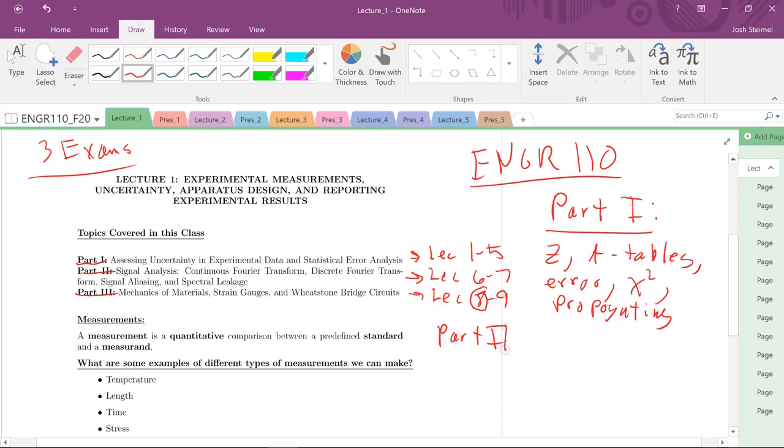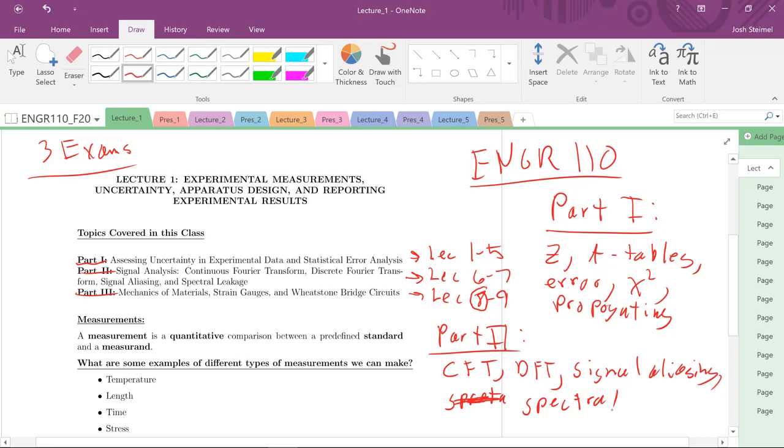You hopefully have seen or maybe have come across Fourier analysis before, but we are going to deal with how to do CFT, continuous Fourier transforms, and discrete Fourier transforms. We're going to deal with topics dealing with signal aliasing, and also spectral leakage. Now, Fourier analysis, at least to me, you get hit with a lot of these fairly complex and laborious equations initially.